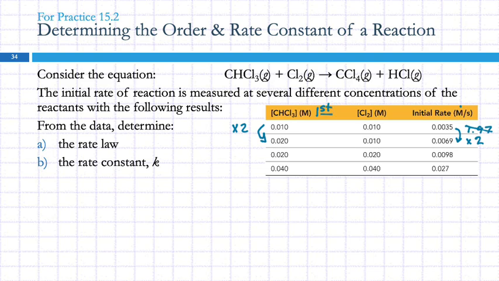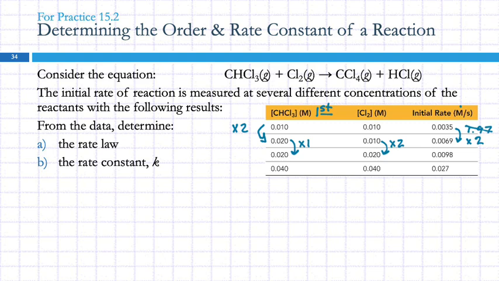Now we need to find a combination of 2 different rows where the second concentration is changing, but the first one is not. That'll happen right here. Here, this is the same, and this one is changing times 2. Okay, so then let's see what this is over here. And good luck with that one.